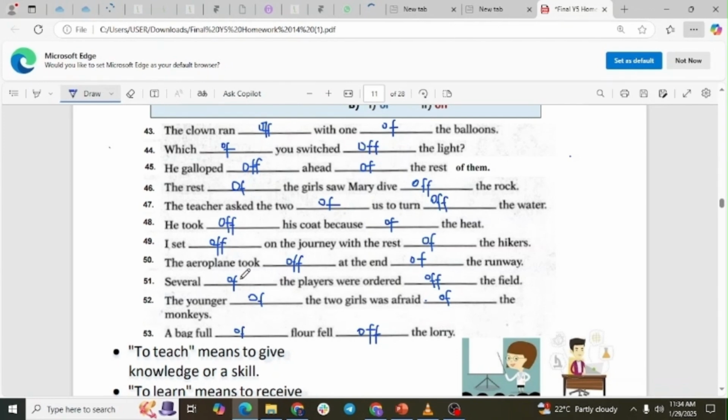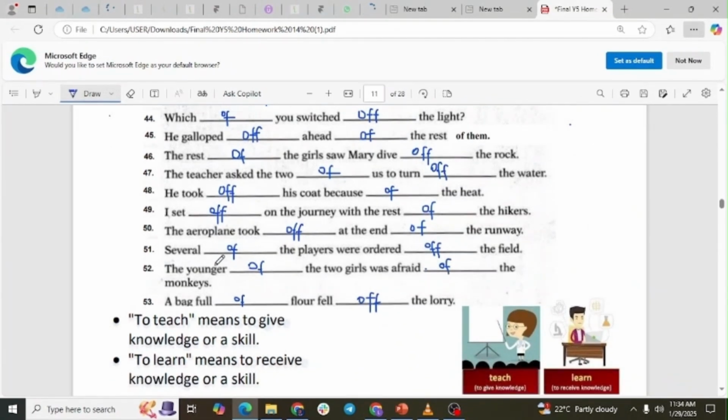Question 51. Sentence. Several blank the players were ordered blank the field. Correct answer B. Of, off. Explanation. Of is used to show association, several of the players, and off describes the motion away from the field.